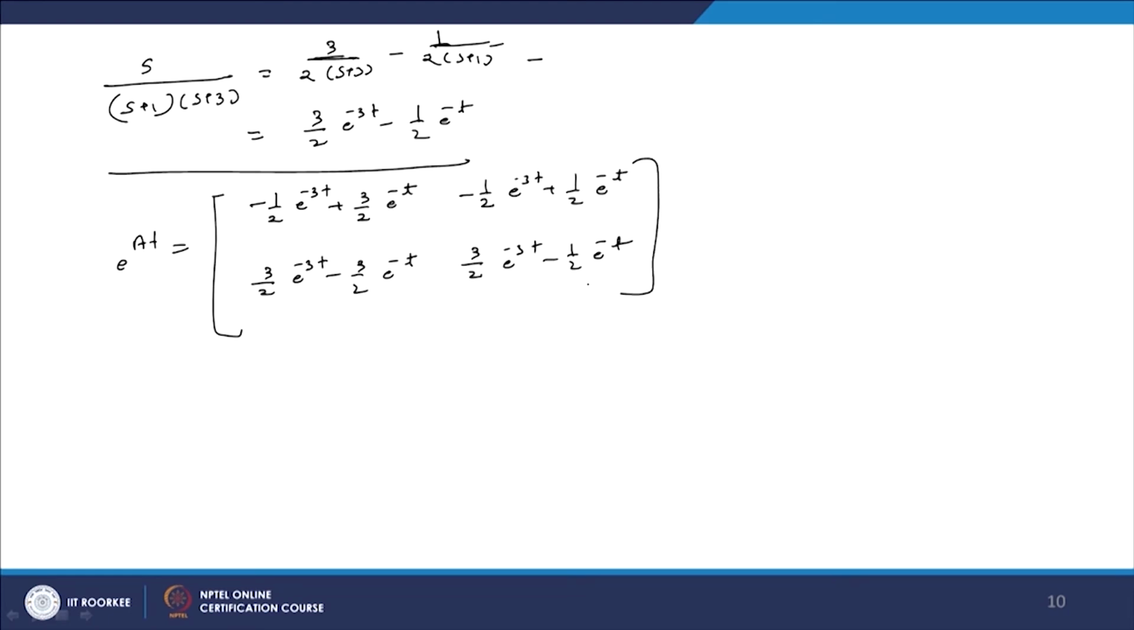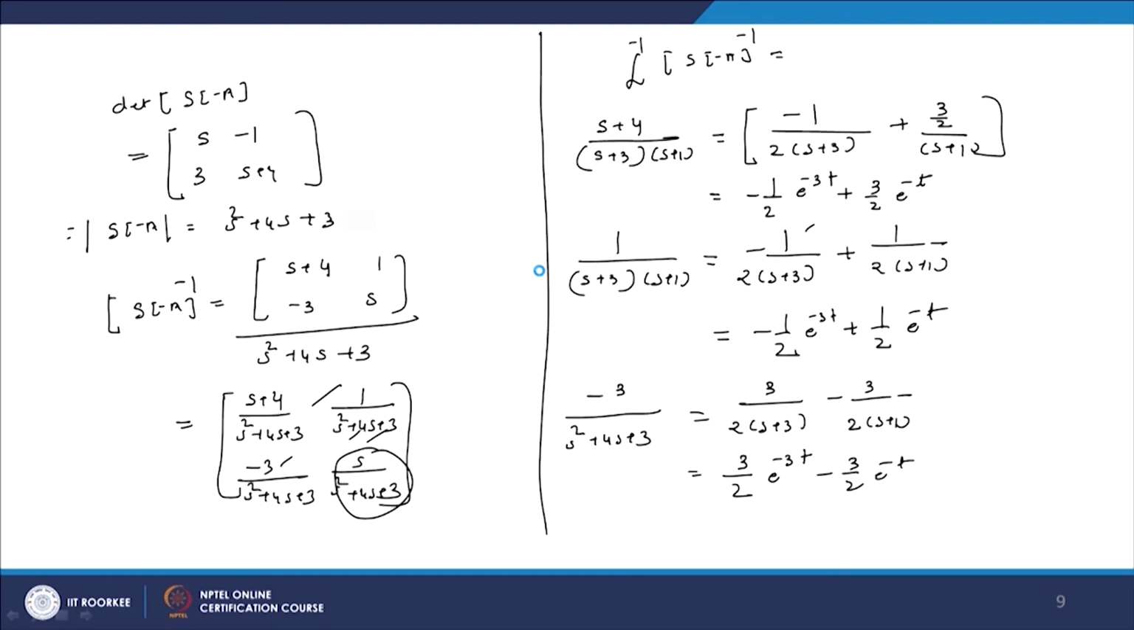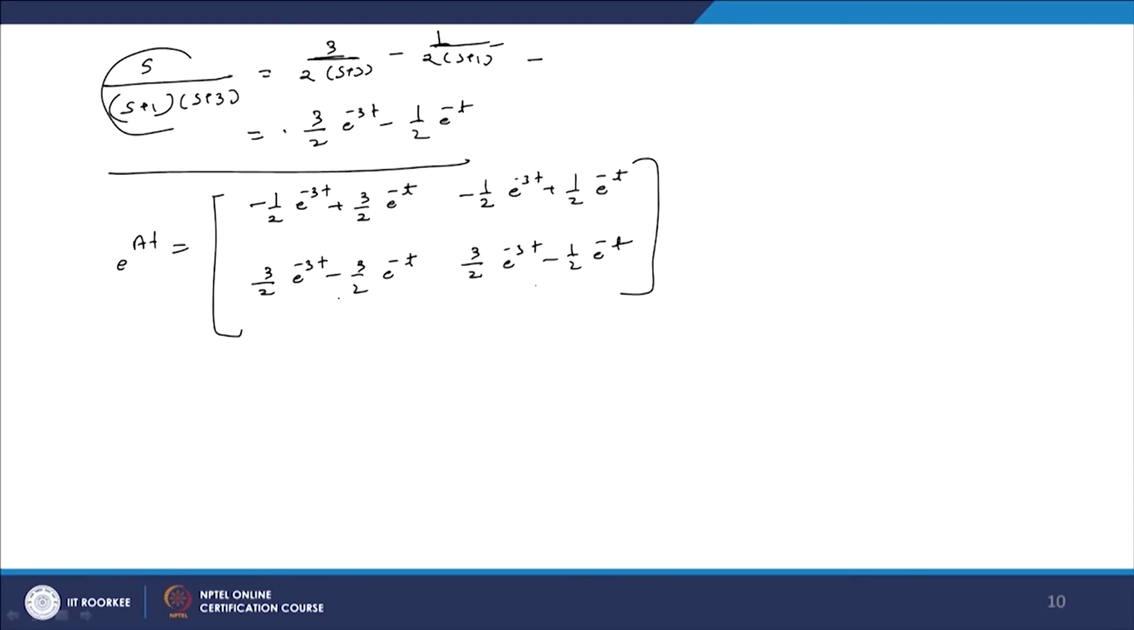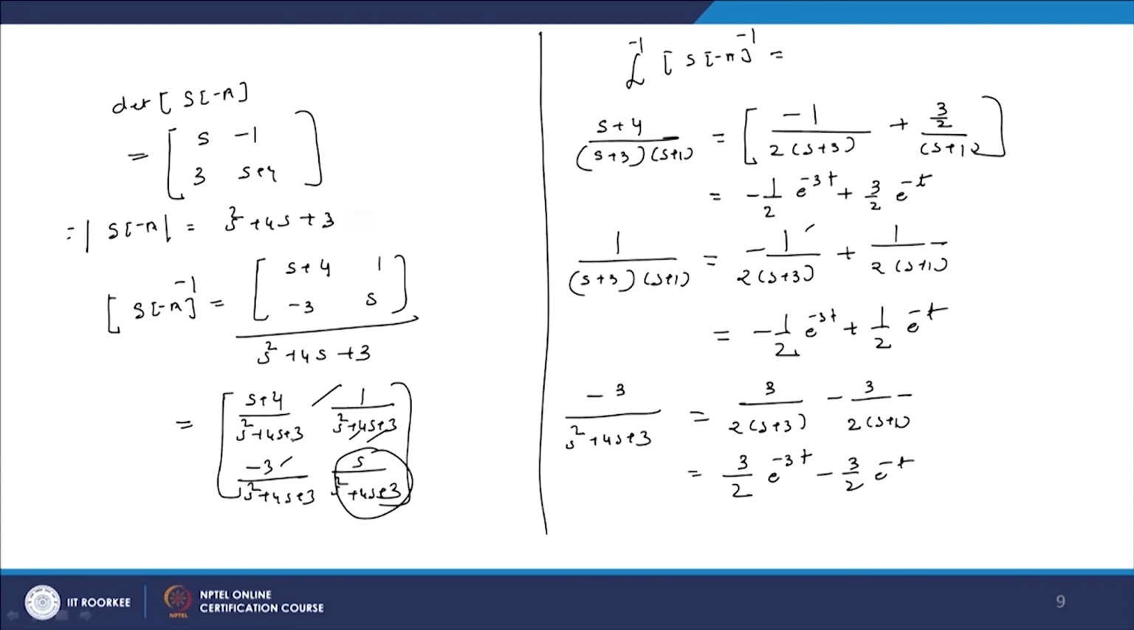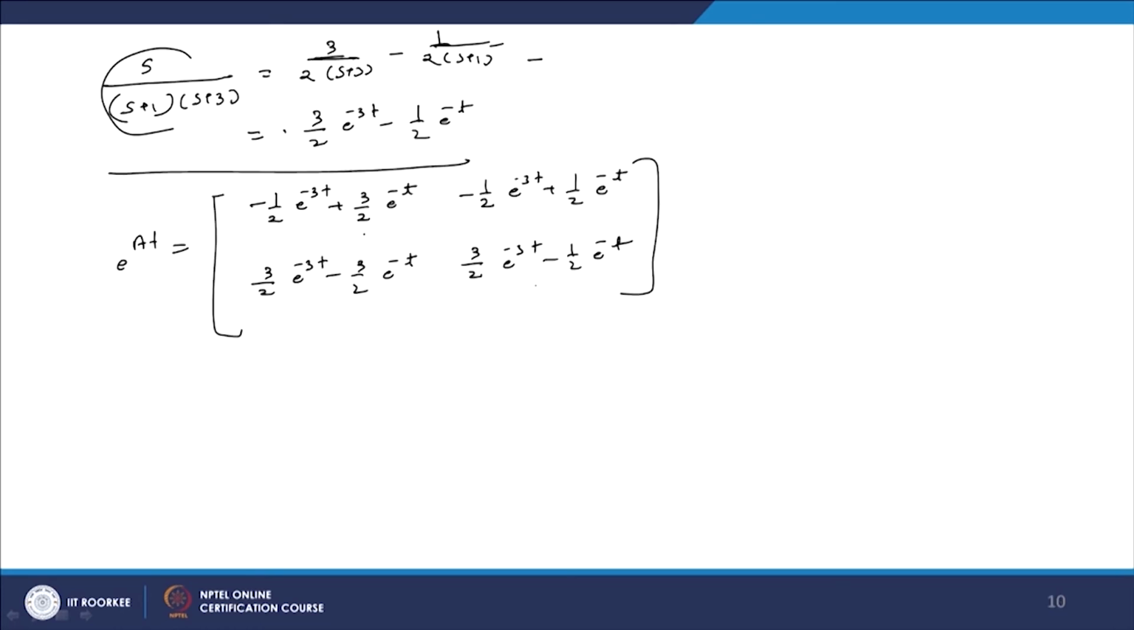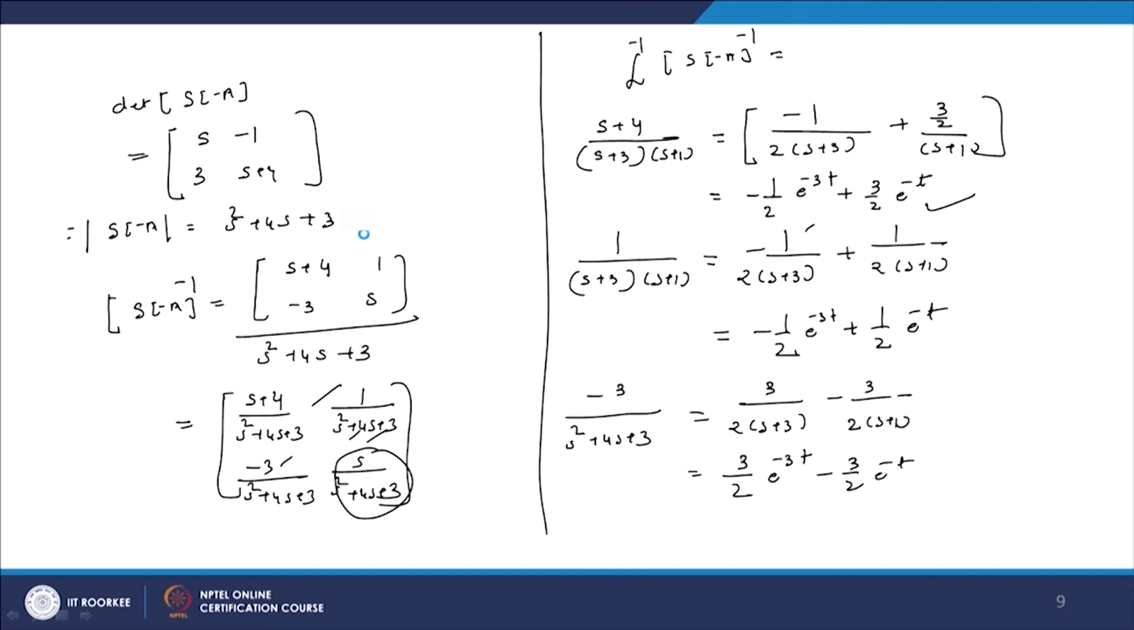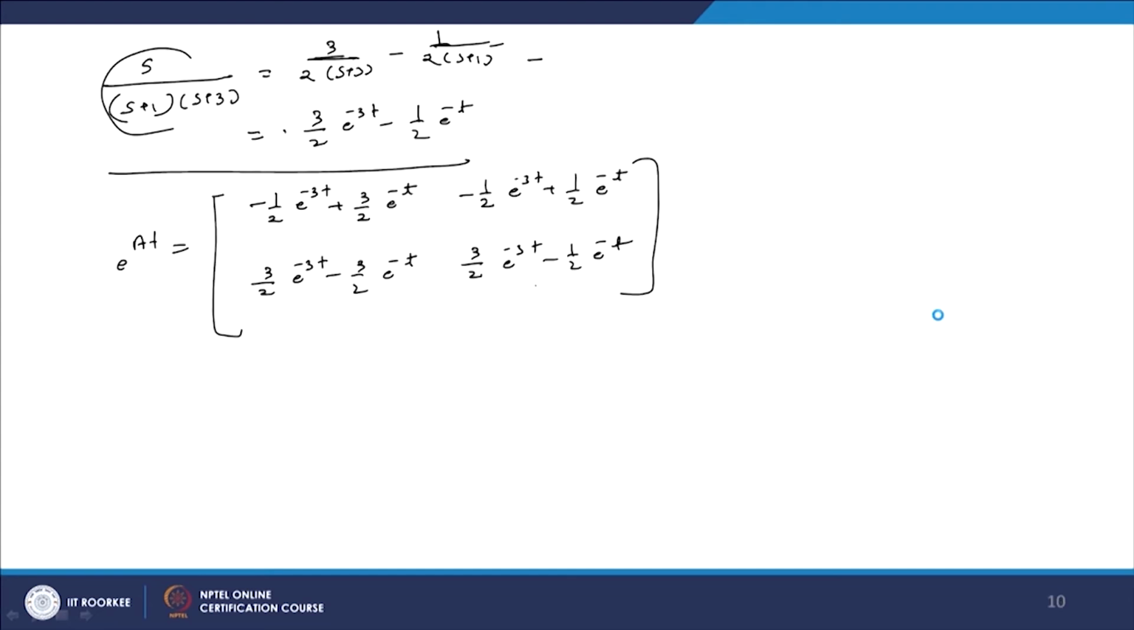Now, we can cross check it. See here, this portion is like this. So, we have written here. Now, coming to this portion, minus 3 upon s square plus 4s plus 3, that is 3 by 2 e raised to minus 3t minus 3 by 2 e raised to minus t. So, you will see here, we can write it here. Then coming to this portion, first part s plus 4 divided by s square plus 4s plus 3, that is this one, minus 1 by 2 e raised to minus 3t plus 3 by 2 e raised to minus t. So, we have written here, and this one, 1 upon s square plus 4s plus 3, we have written as minus 1 by 2 e raised to minus 3t plus 1 by 2 e raised to minus t. So, we have written here.